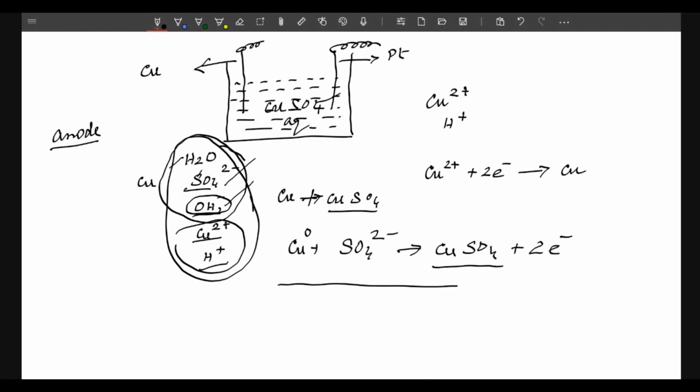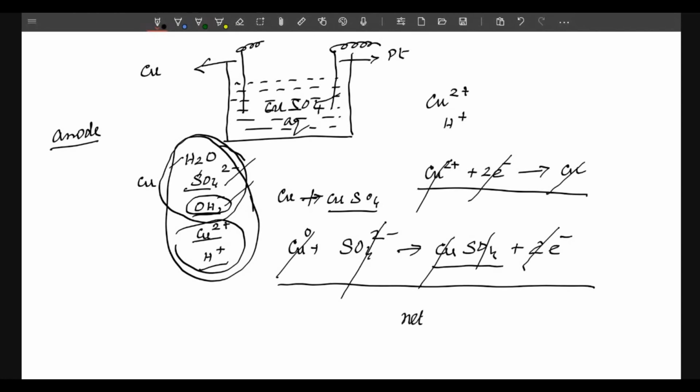If you know this is the anodic oxidation, this is the cathodic reduction, then the 2 electrons cancel, and the copper 2 plus cancels. Sulfate and sulfate cancel. And the net reaction, for our purpose, we call it the net reaction is 0. But this is not the case. Here, what is the net reaction? Copper is converted into copper 2 plus. And this copper 2 plus is moving towards the cathode, where it is deposited as copper. A mass transfer is taking place.